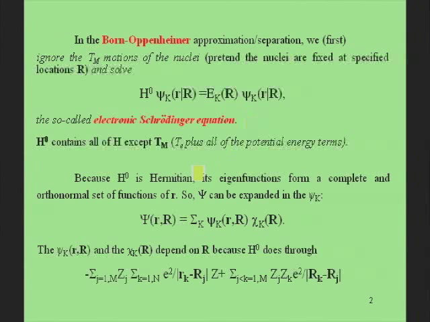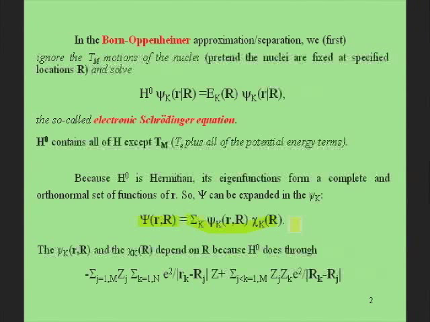The idea is the following. This H0 is a Hermitian operator in terms of the electronic degrees of freedom. Therefore, its eigenfunctions, the psi k, form a complete orthonormal set of functions of these electronic coordinates. So any function of the electronic coordinates, in particular our exact wave function that we want, capital psi of little r and capital R, can in principle be written as a summation of these electronic psi k's times coefficients.